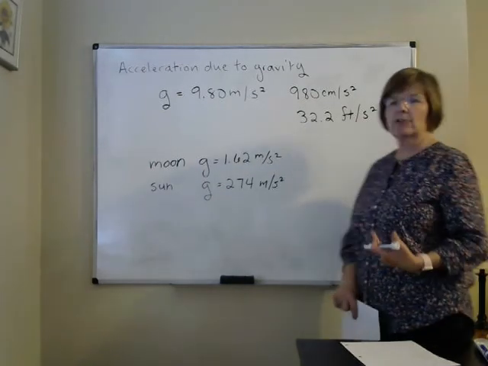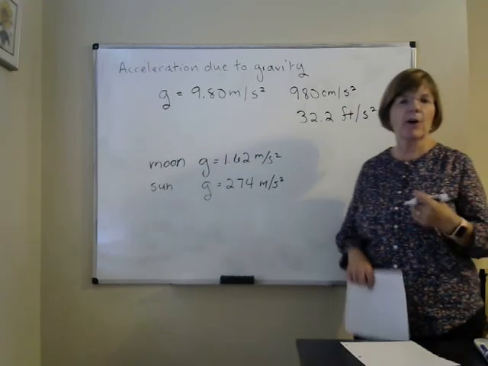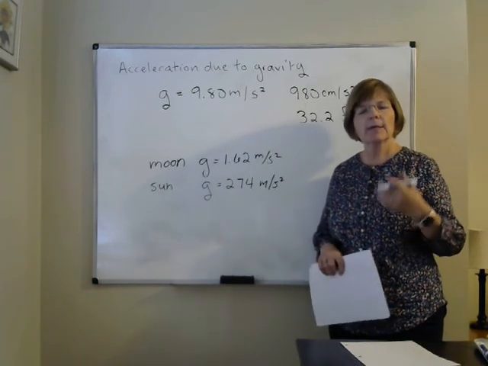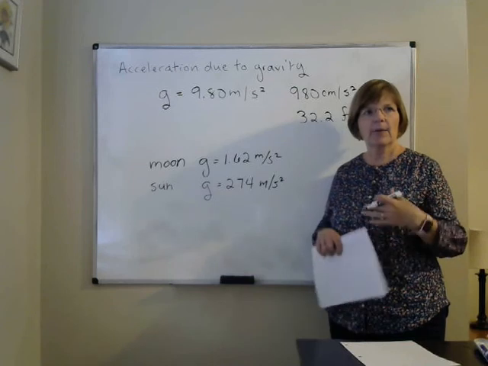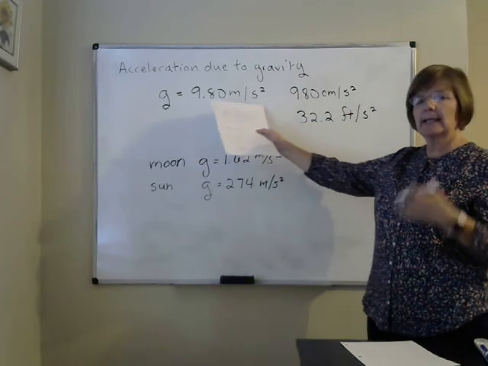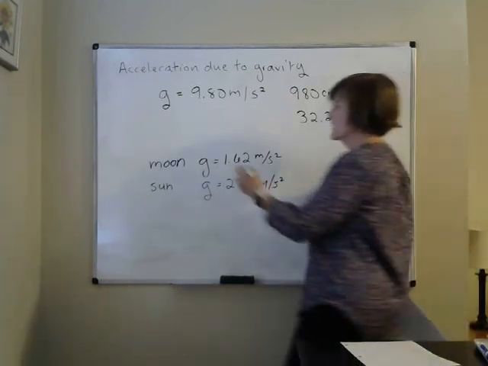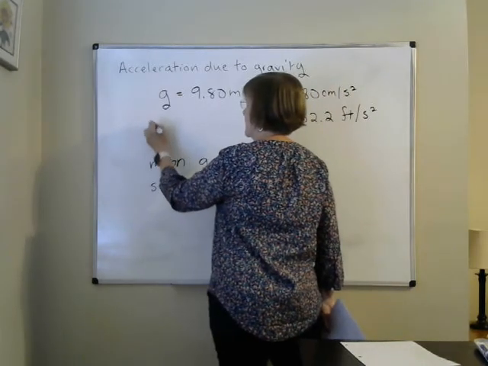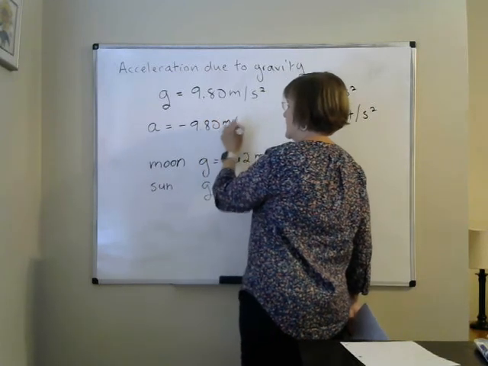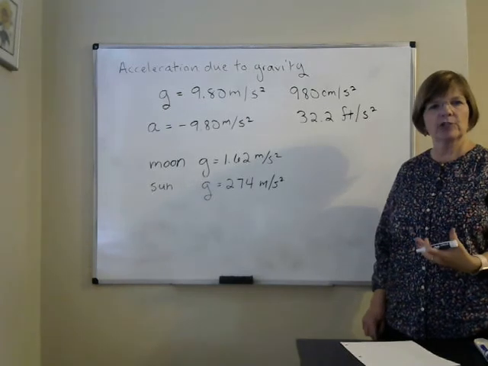Now, acceleration is a vector. Most of the time when we are doing problems that involve falling objects, whether they're actually falling or whether we're throwing them straight up, we're going to let down be negative and up be positive. Now, the value of g is generally stated as a positive. But if we have something falling in our problem, our acceleration will probably be negative 9.80 meters per second squared. And the only difference is the negative is indicating direction.